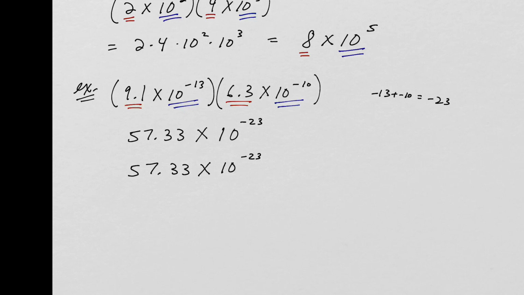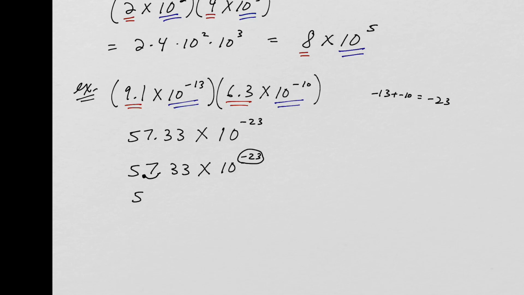So I need to adjust this. I need to move this decimal point one place to the left because I really want it here between the 5 and the 7. But if I move that decimal point, I have to adjust the exponent here. So remember what happens if I move to the left, then I add to the exponent. If I move to the right, I subtract. So if I move to the left, I add to the exponent.